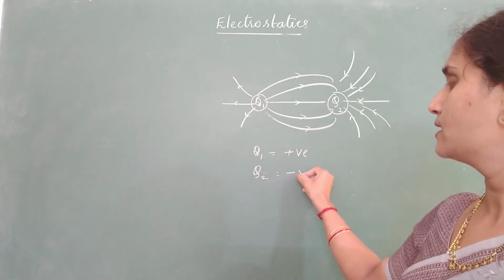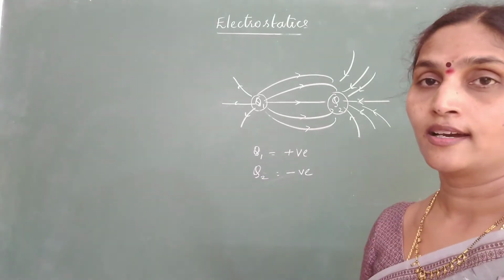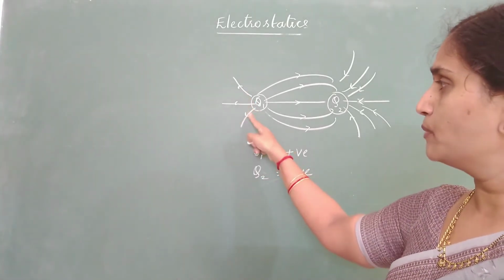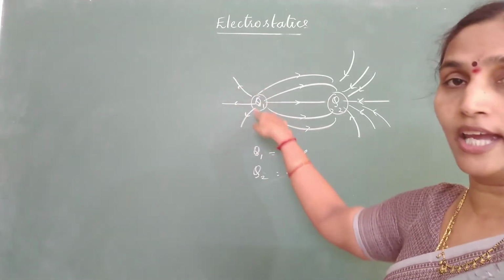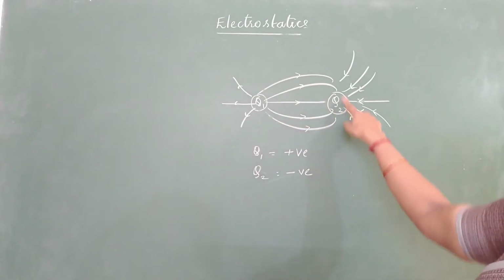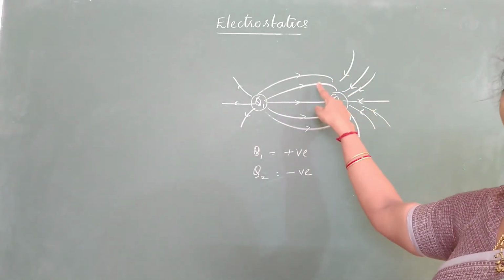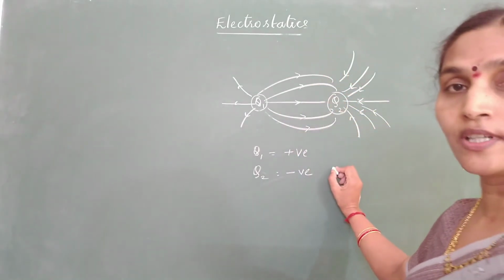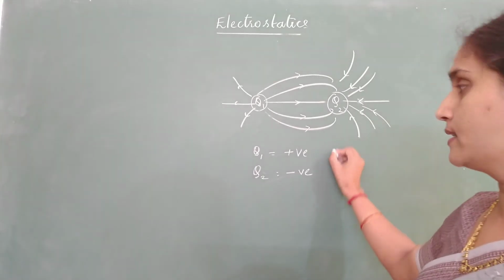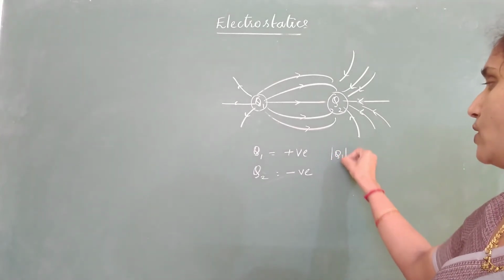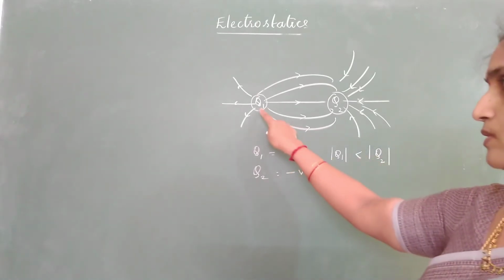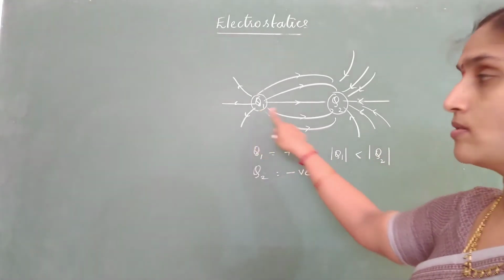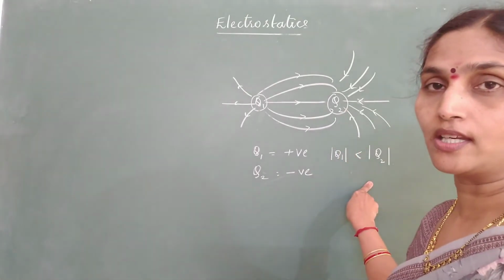Q2 is negative charge. Then count the number of field lines. See here we have 1, 2, 3, 4, 5 plus 3, 8 field lines. Whereas for Q2 the number density is more. So what is the second inference that you can get by observing the diagram? Magnitude of Q1 is less than the magnitude of Q2. Okay, this charge is less in magnitude, negative charge is more in magnitude.